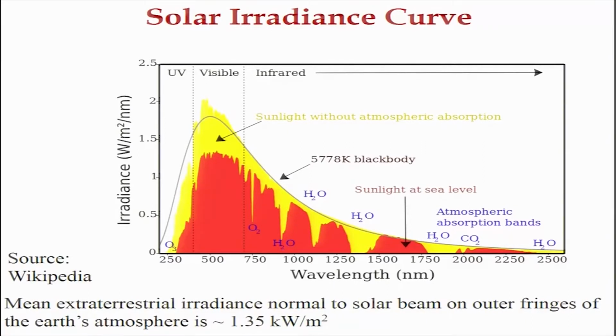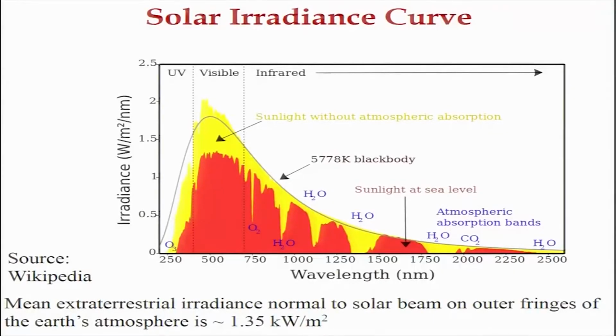It's basically a simulated plot for a black body at 5778 Kelvin, and this shows that most of the energy is centered in the visible and IR region, and this is what is available for us to be harnessed. As per the calculations, the mean extraterrestrial irradiance, which is normal to the solar beam, available on the outer fringes of Earth's atmosphere is about 1.35 kilowatt per meter square. So on every meter square area on the outer fringes of Earth's atmosphere, you get energy of about 1.35 kilowatt, which is a significant amount of energy.